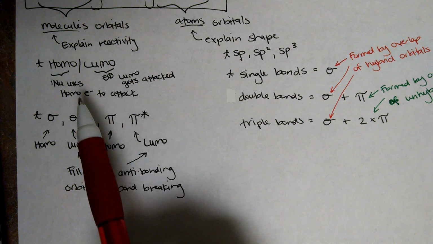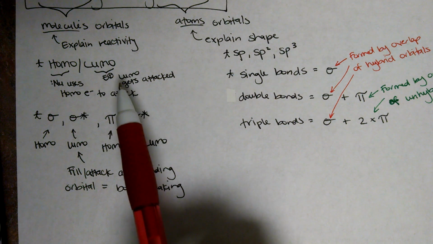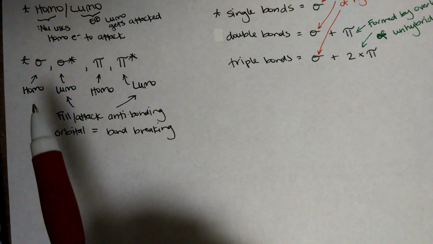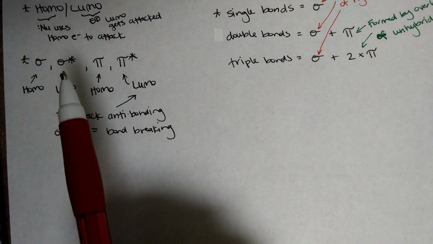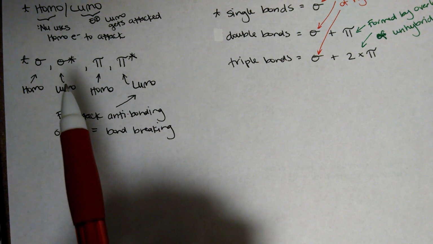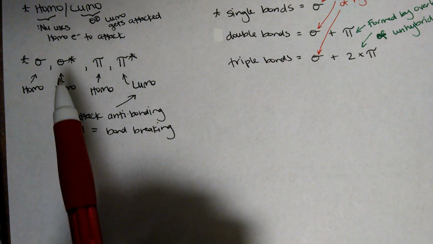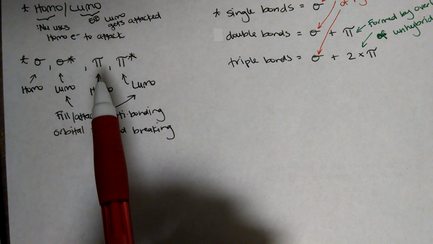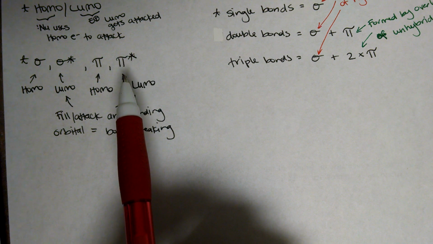Remember, it does the attacking. We use the electrons to attack. We are attacking the LUMO. Here you do need to know the shapes of a sigma bond, a sigma star antibonding orbital. You need to know the shapes of a sigma molecular orbital specifically, a sigma star molecular orbital, pi, and a pi star molecular orbital.